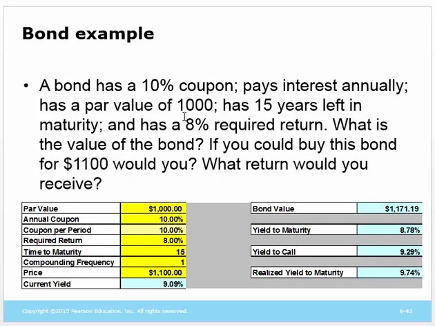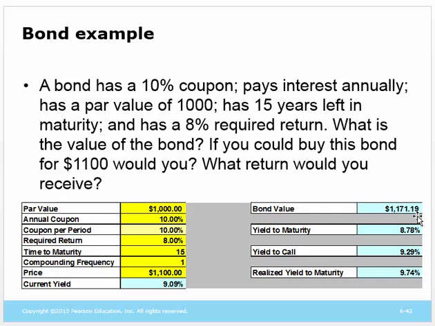So here's a bond, 10% coupon, par value is $1,000, 15 years. It has an 8% required return. What's the value of this bond? And if you could buy it for $1,100, would you? Plugging the information into our formula, we see a couple of things. Number one, the current yield, 9.09%. So if you bought this bond today for $1,100 and you received $100 over the next year, you would earn 9.09% interest. The value of this bond is $1,171.